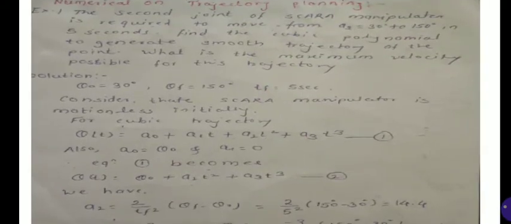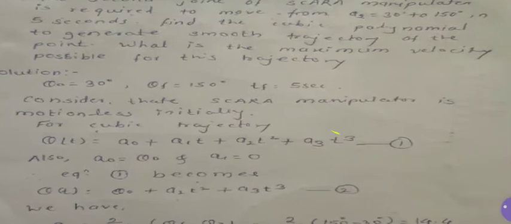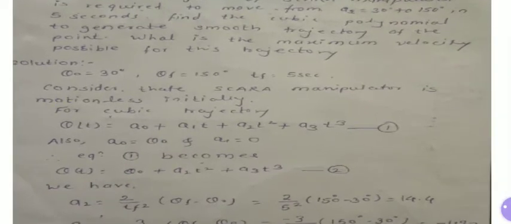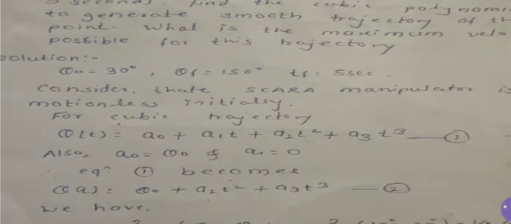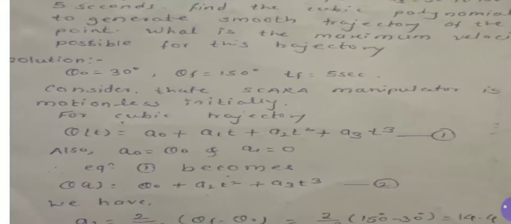Based on the first case, first of all we will do the numerical. The second joint of a SCARA manipulator is required to move from 30 degree to 150 degree in 5 seconds. Find the cubic polynomial to generate the smooth trajectory for the point. What is the maximum velocity possible for this trajectory? Here it is not mentioned what the initial and final velocities are, so we will assume the initial and final velocities are 0, and for the cubic polynomial we will use the equation for case 1.